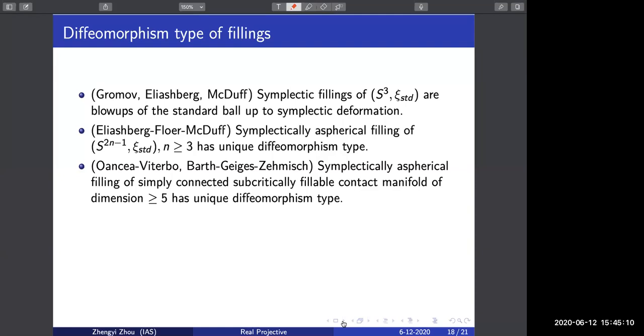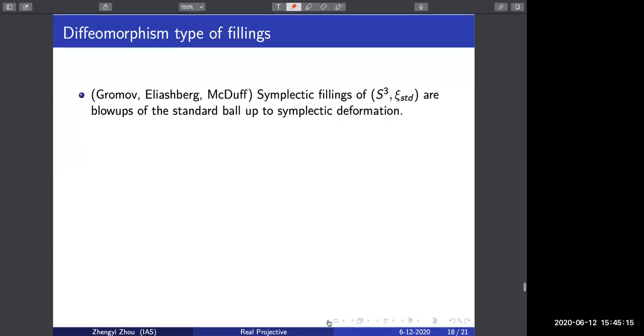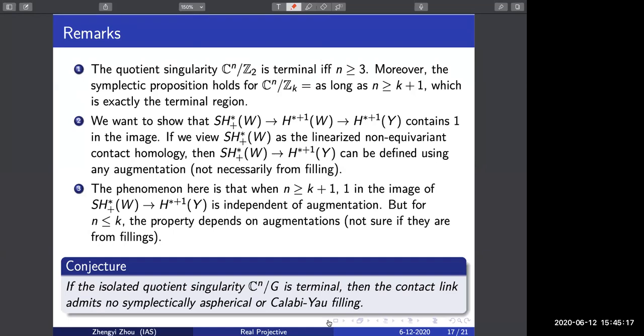Hi, just a quick question about the previous slide. Apologies if I missed this. Is there a general geometric criterion on the contact manifold for which one in the image of the map from SH plus to cohomology is independent of filling? You pointed out this phenomenon for these singularities. Is there some condition that one can articulate for contact manifolds in general?